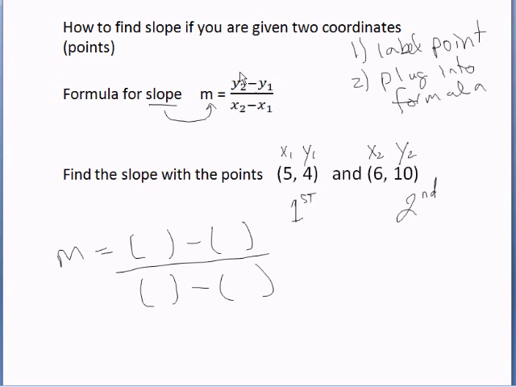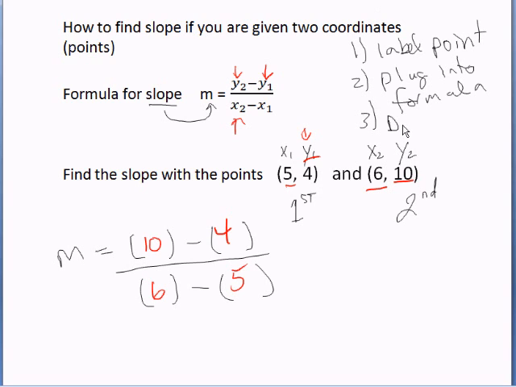So the formula, once again, y2, hey, that's the first thing I find. y2 is 10. I found it. 10 goes into the first part of the formula. Then I'm looking for y1. y1, right there, that's 4. x2 is 6. I'm looking for x2 right here. That's 6. And then x1 is 5. So we did step 1 and step 2, plugged it into the formula.